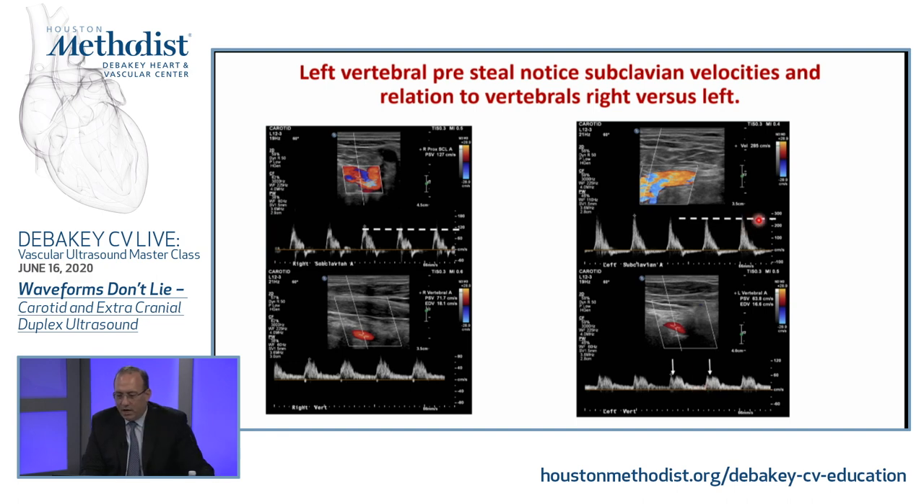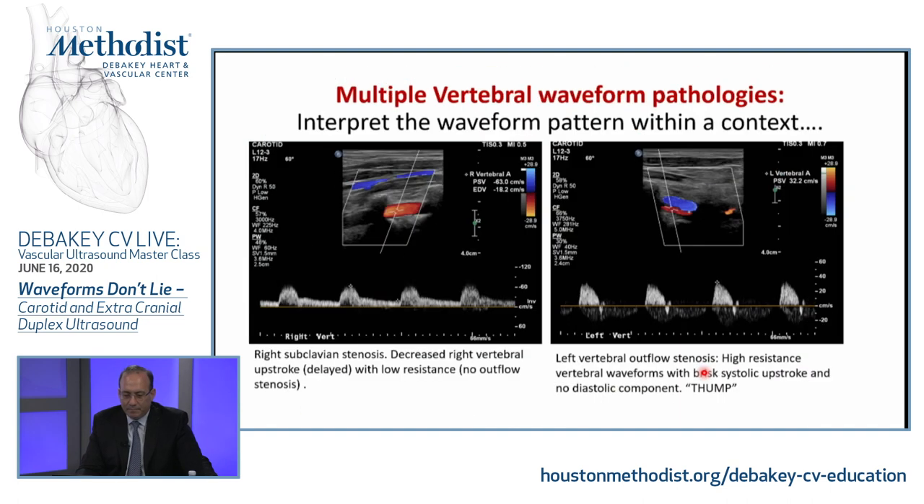And compare the velocities, subclavian velocities. On the right side, they're low, on the left side, they're increased. So there's a subclavian artery stenosis, and we can see that that's already starting to affect the vertebral artery. What do we see here? Patient with right subclavian artery stenosis, okay?